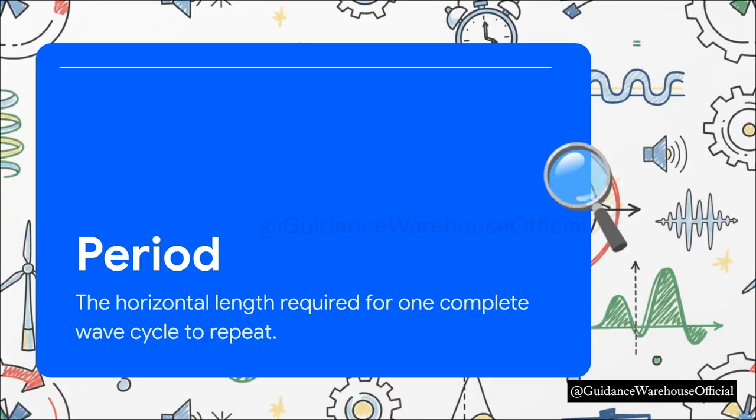Next up is the period. The period is the specific horizontal length required for one complete wave cycle to finish before it starts repeating itself all over again. For a standard sine wave, this takes 2 pi. But we can change this using a multiplier we call b. The formula for the period is 2 pi divided by the absolute value of b. So if your b value is greater than 1, it actually compresses the wave horizontally, making it happen faster, kind of like a fast-forward button. But if b is a fraction, less than 1, it stretches the wave out, making it much longer and slower.